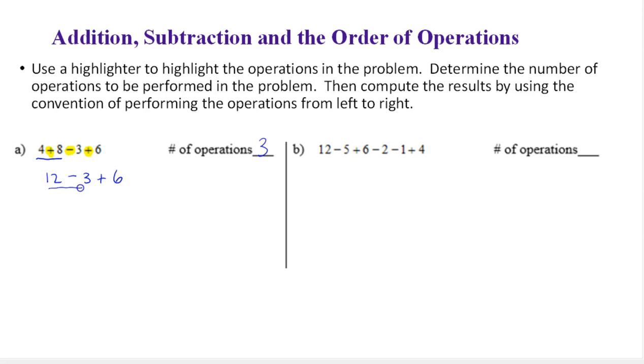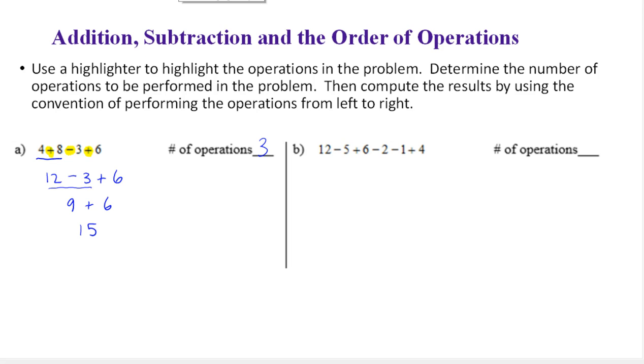Now we're going to find 12 minus 3 because that's the leftmost operation. Well, 12 minus 3 is replaced with 9. And then we bring down the rest of the problem, and 9 plus 6 is 15, which is our sum. Let's look at the next one.